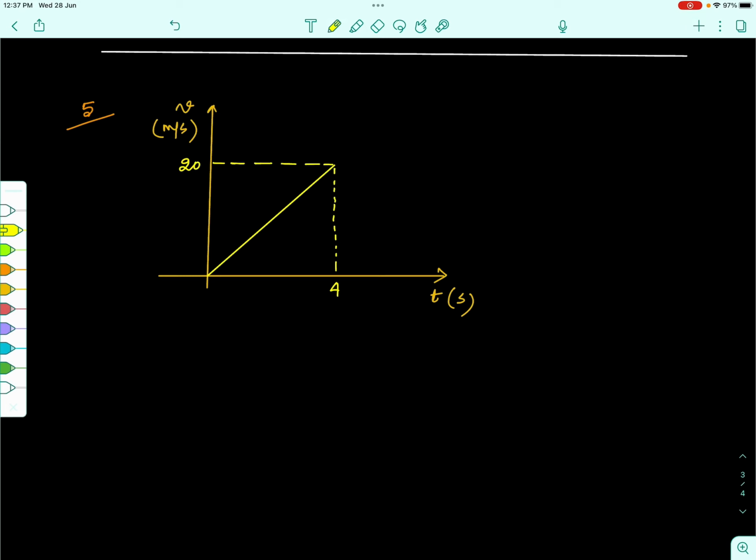The question now is to find out the distance travelled by the body in 4 seconds. Okay, so how do we proceed? Find S in the time interval of 4 seconds. So, do we remember discussing in the previous video that if we have the speed time graph with us, the area under the speed time graph gives us the distance travelled by the body.